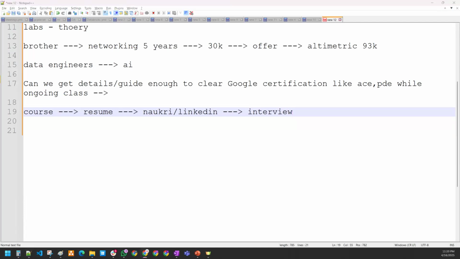Yes, Chandu, do you have any question, Chandu? Yeah. See, what is the difference between data engineering and data science?